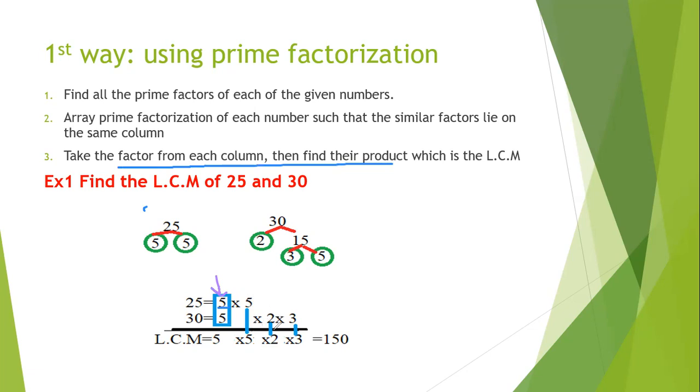I have only 2. Take it. 3. We will take it, then multiply all of these numbers to get the product. 5 times 5, 25. 25 times 2, 50. 50 times 3 equals 150. So the LCM is 150.